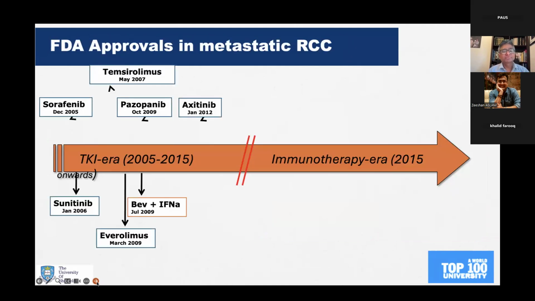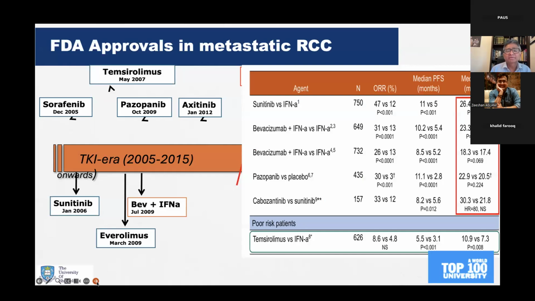TKI era was there, where we were seeing sorafenib, pazopanib, sunitinib, bevacizumab, interferon, everolimus. So a lot of these things were there, and there were a lot of trials there. Sunitinib versus interferon, bevacizumab, pazopanib versus placebo, cabozantinib versus sunitinib, temsirolimus versus interferon. All of them were giving you some responses. The median survival was going into 2 years. And that was a big gain. Remember, 20 years ago, we were really struggling with less than 12 months.